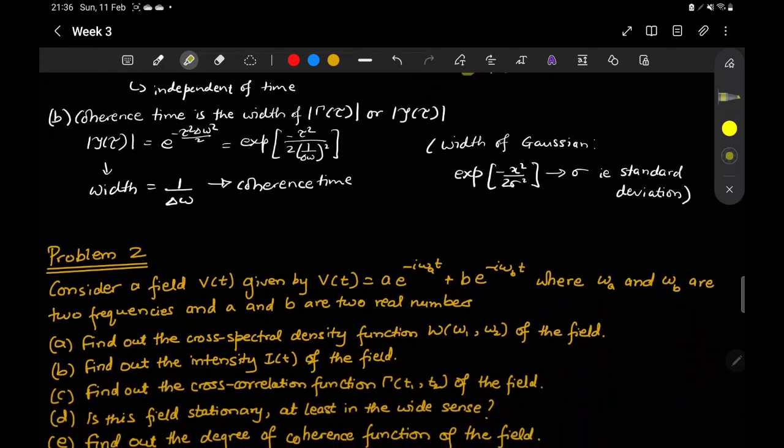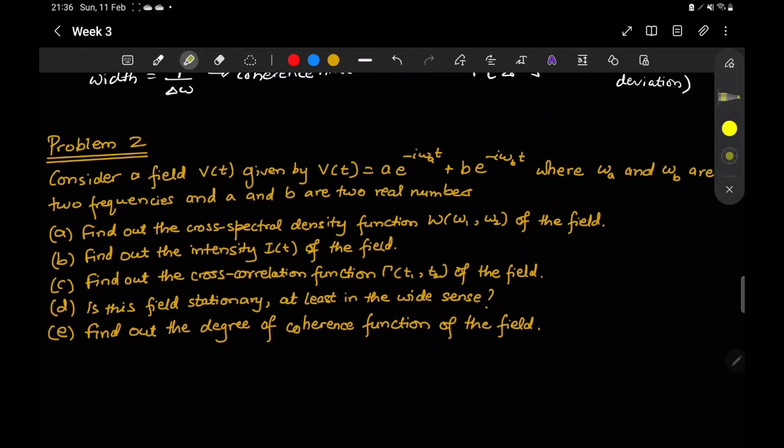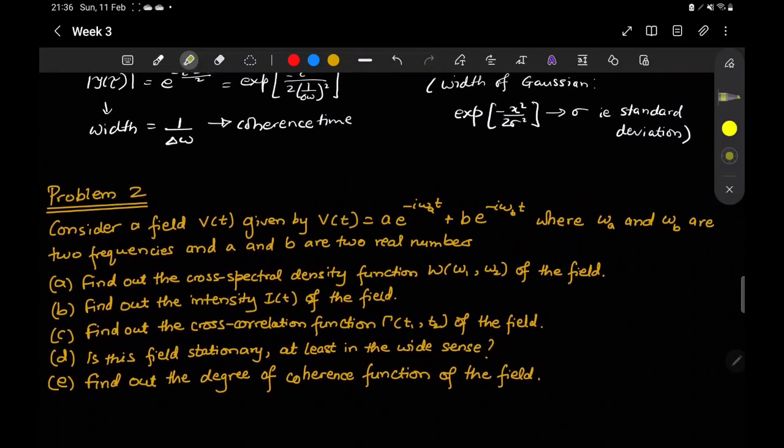Okay, so now let us proceed to problem number 2. There are 5 parts in this problem. Let me read out the question first.